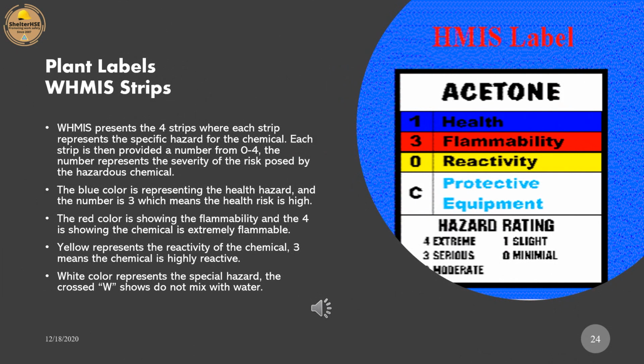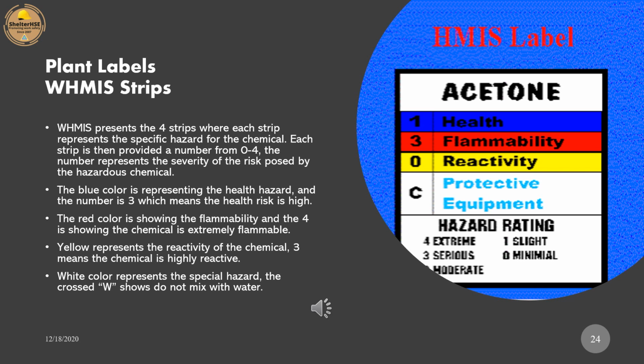HMIS presents the 4 strips where each strip represents the specific hazard for the chemical. Each strip is then provided a number from 0-4. The number represents the severity of the risk posed by the hazardous chemical. The blue color is representing the health hazard, and the number is 3, which means the health risk is high.